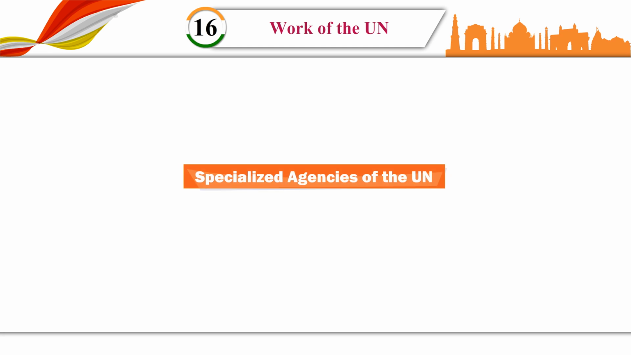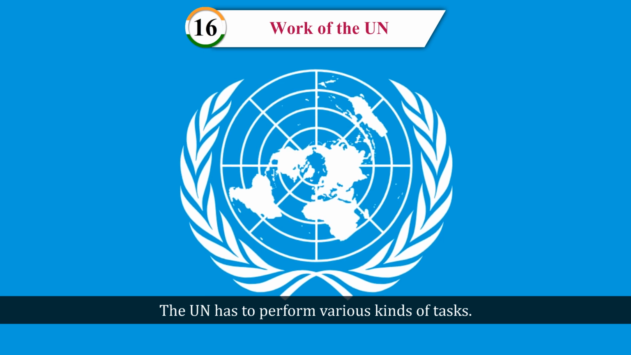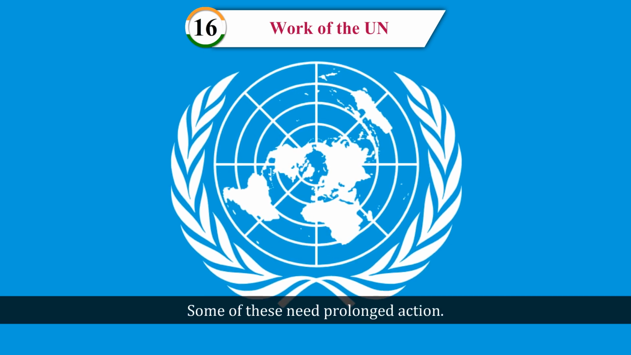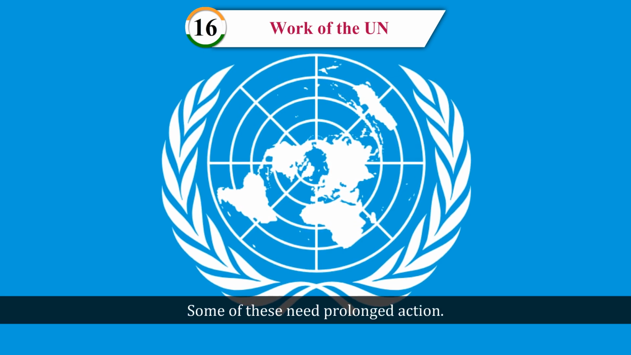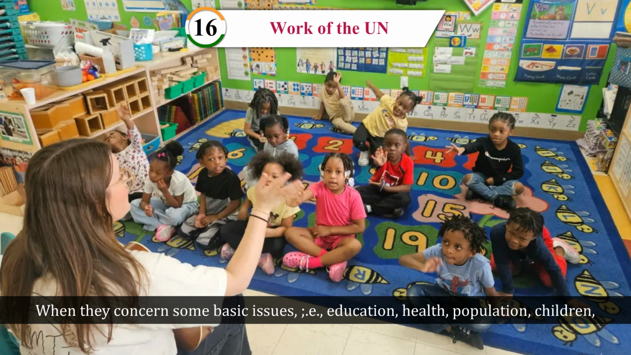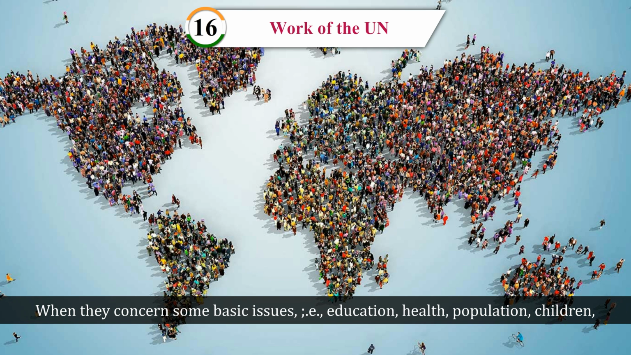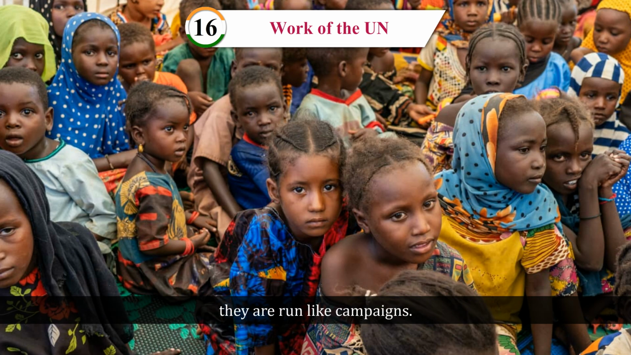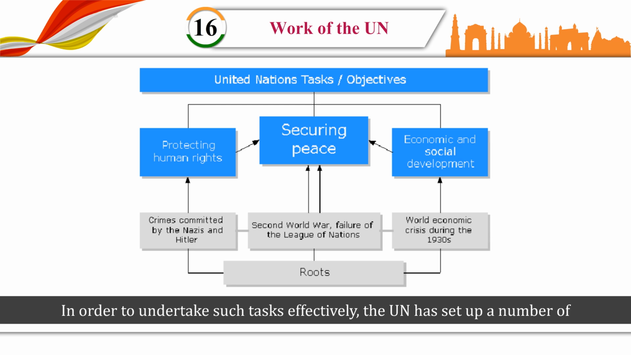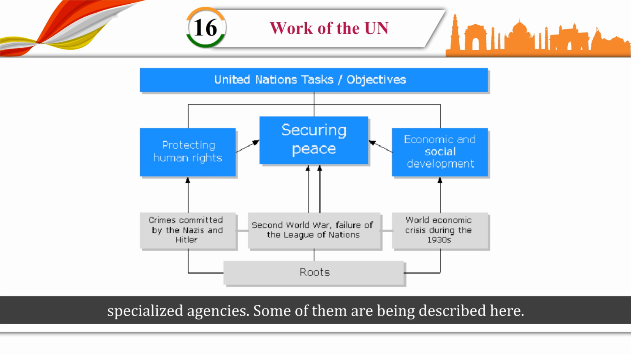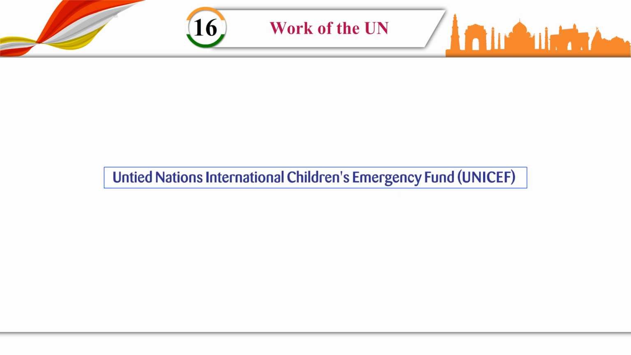Specialized agencies of the UN. The UN has to perform various kinds of tasks. Some of these need prolonged action, while they concern some basic issues, that is education, health, population, children. They are run like campaigns. In order to undertake such tasks effectively, the UN has set up a number of specialized agencies. Some of them are being described here.